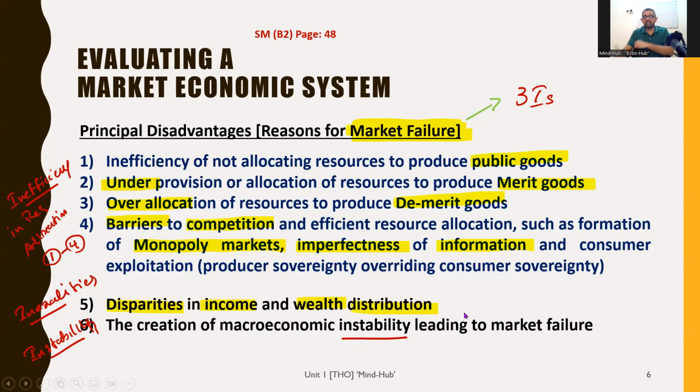We say macroeconomic instability when we have problems with inflation, with unemployment, with the exchange rate. That is also market failure. Government has to interfere. Okay. The three I's approach is very easy to remember all of this. Inefficiency, inequality, and instability. Are we okay? So altogether 6 points come under three broad categories. It's an easy and very good way to remember the disadvantages or limitations of a market economic system, or the price mechanism as a mechanism of resource allocation, right?